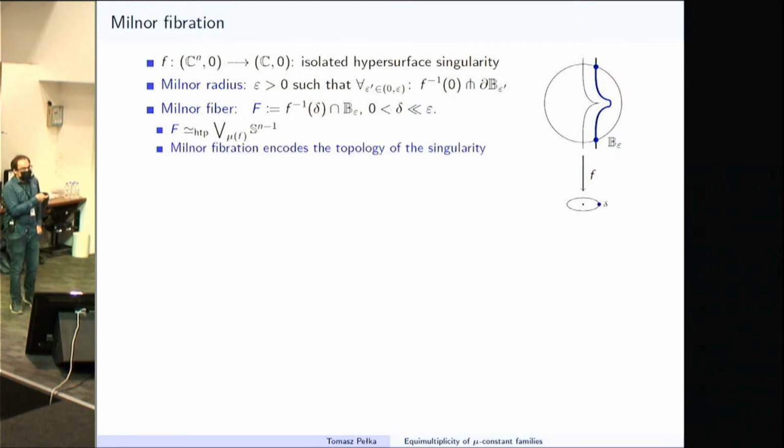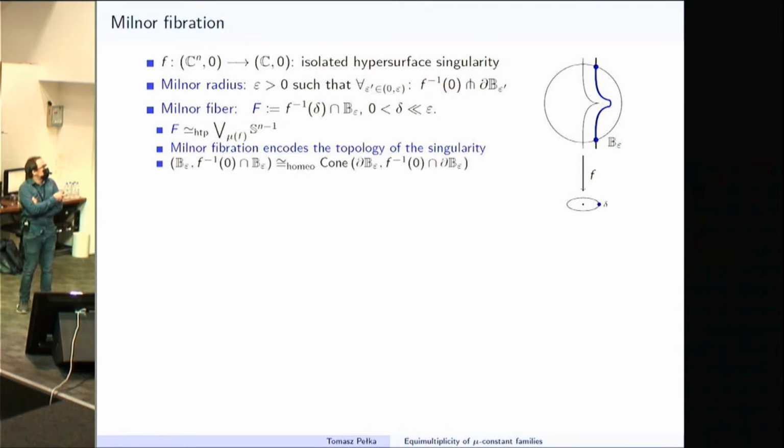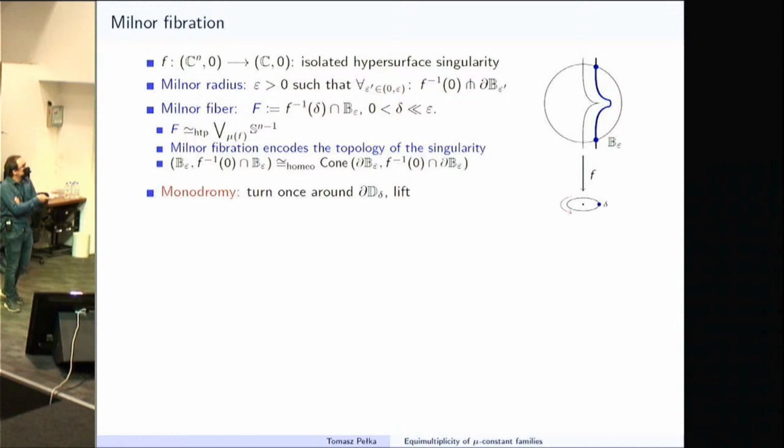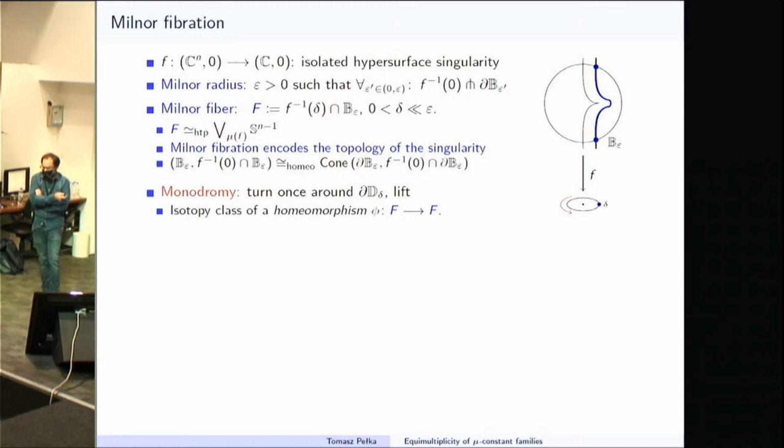Also Milnor proved that the Milnor fibration is all that you need to know about the topology of singularities. More precisely, the singularity is homeomorphic to the cone over a link. So topologically, this picture is just like I take the intersection of the zero fiber with the sphere and take a cone over it. In this setting, I define the monodromy, the topological monodromy, just by turning once around this little circle in the base and lifting it. This gives me an isotopy class of a homeomorphism from the Milnor fiber to itself.